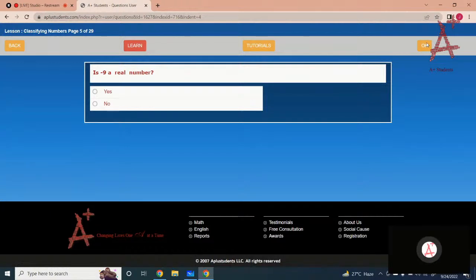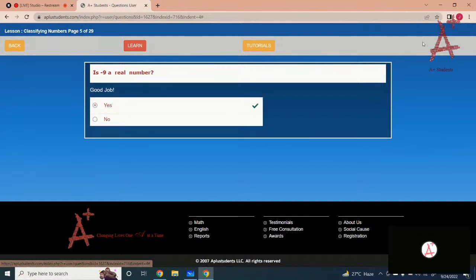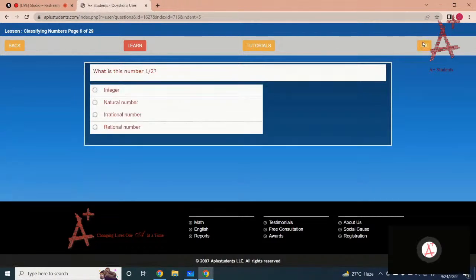Okay, the next one is, is negative 9 a real number? Yes or no? Yes, it is, because the real numbers are positive and negative. So yes, negative 9 is a real number. Got it? Okay, the next one is, what is the number 1 by 2? Integer, natural number, irrational number, or rational number? It is a rational number because it is written in the form a by b. Got it?